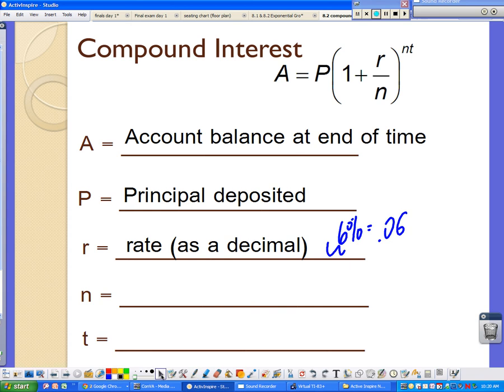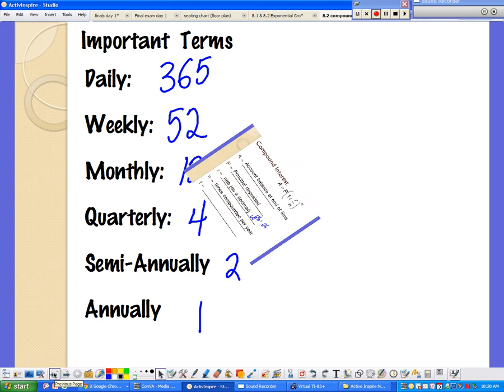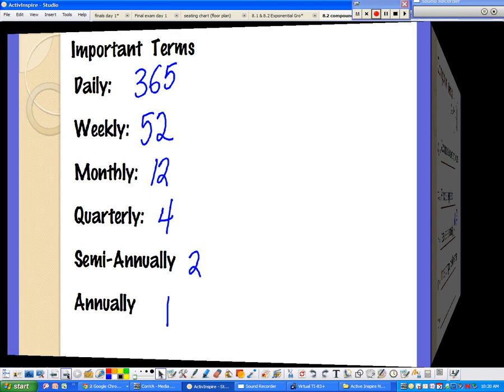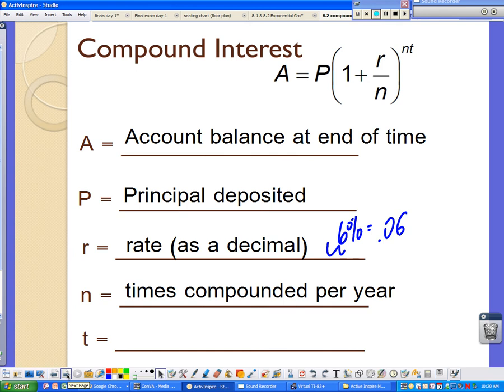Okay? Now, here's a new term that we really hadn't talked about. N is the number of times that you're going to compound a year. So on that previous slide that I showed you, if you're compounded daily, then they're going to calculate it 365 times. Weekly, they're going to calculate it 52 times. So those numbers are really, really important, and we need to know those. Okay? All right, T is the same thing that we did on exponential growth. T represents time in years. Okay? So if you need more time to write those down, make sure that you pause the video and fill those out and write those down.